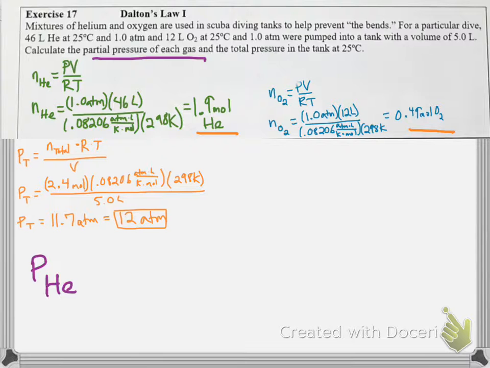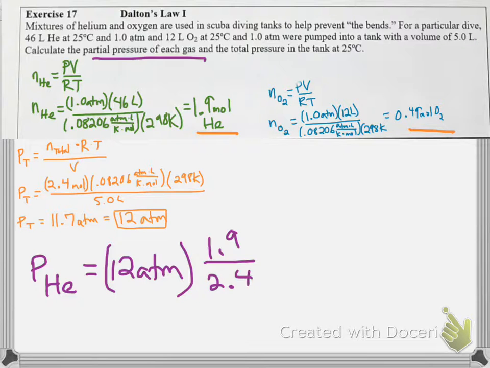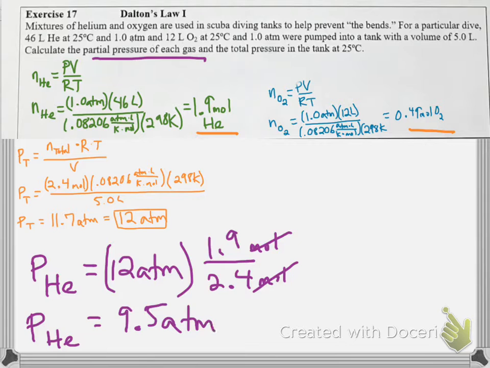So I have my helium, so my total pressure is 12 atm, and I need to multiply it by the mole ratio, which is the number of moles of helium divided by my total number of moles. And since it's moles divided by moles, it's actually a unitless quantity because moles cancel out, so it's just a ratio. You can just have those numbers. So my partial pressure of helium is 9.5 atm.